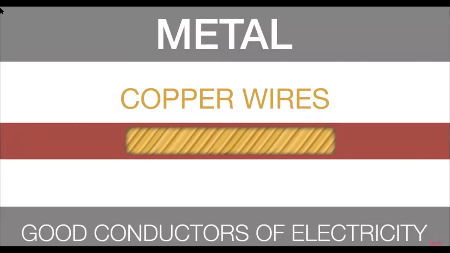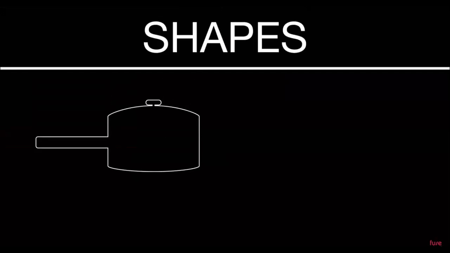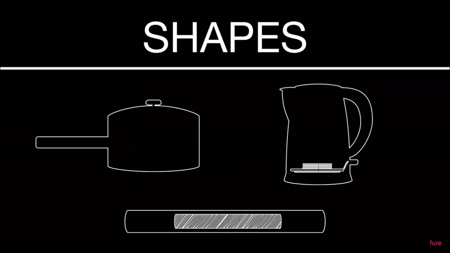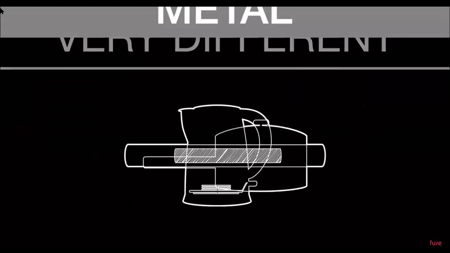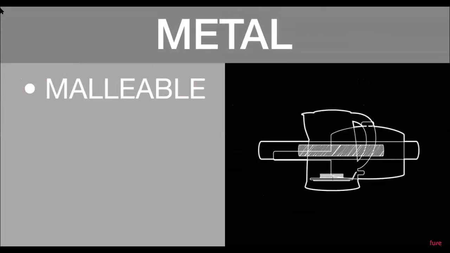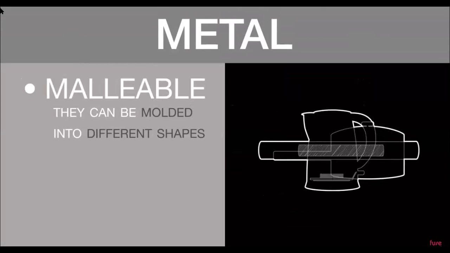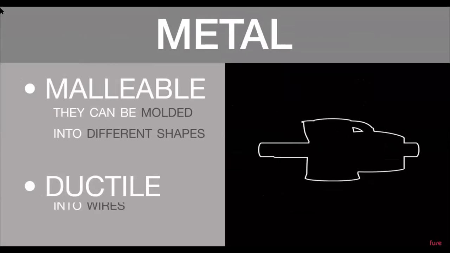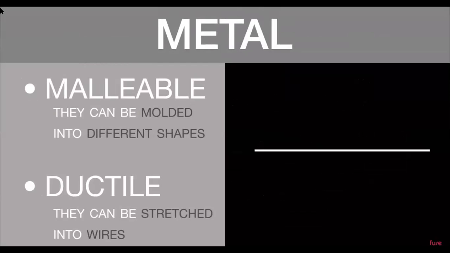Think about the shapes of the everyday objects we described. The pot, the heating element inside the kettle, and the copper wires. Notice that they are very different. Metals are malleable. This means that they can be molded into different shapes. Metals are very ductile. This means that they can be stretched into wires. To fully understand these properties of metals, we must understand metallic bonding.